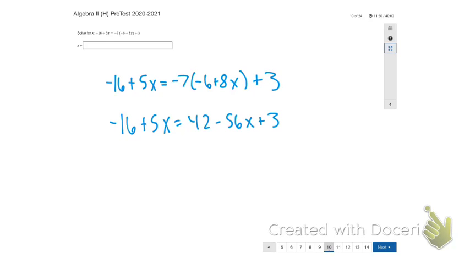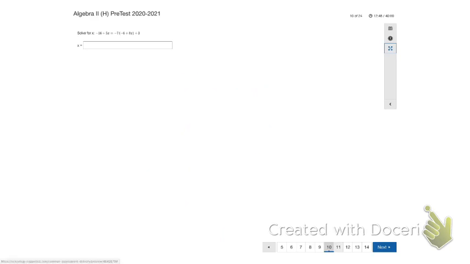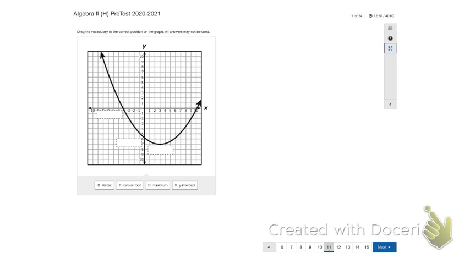I'll go ahead and combine those like terms over there on the right side. I'll get all of my x's on one side, so I'll add that 56x. And then I'm also going to add 16 to the other side. And I end up with my final answer. A lot of you were probably most correct on this one. Most of you guys are really good on this one.